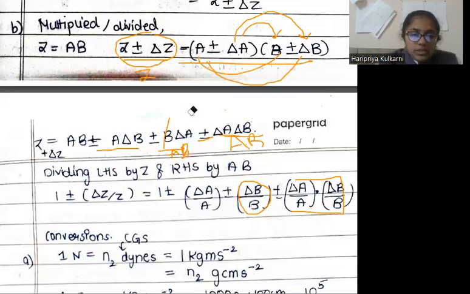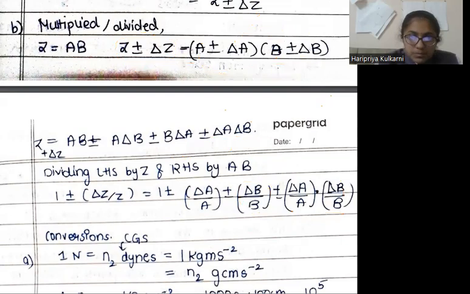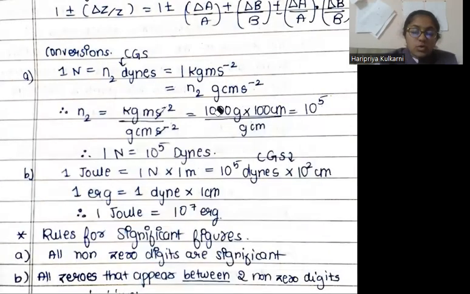So now coming to conversion of CGS units. We have CGS as well as MKS and SI unit systems. Firstly, we have the SI unit system that is followed by the whole world, and the CGS system as well. So what is CGS? It is centimeter, grams and seconds. So in the CGS system, 1 Newton is equal to N2 times.